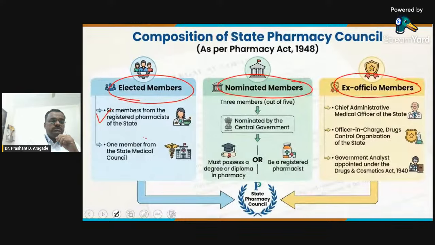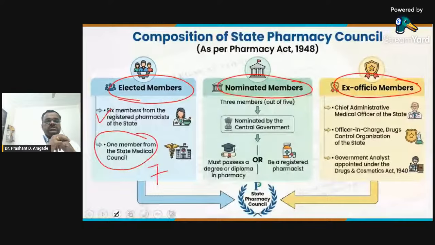So there are a total of 7 members elected from the registered pharmacists and the state medical council. Then 5 members are nominated by the state government, sorry, not the central government, by the state government. Out of 5, 3 members should possess a degree or diploma in pharmacy or be a registered pharmacist. So the state government has the power to nominate the 5 members, and out of 5, 3 members must be a registered pharmacist or must possess a degree or diploma in pharmacy.